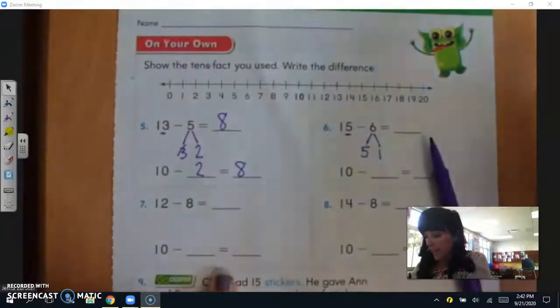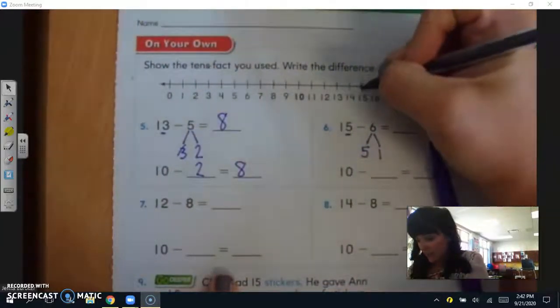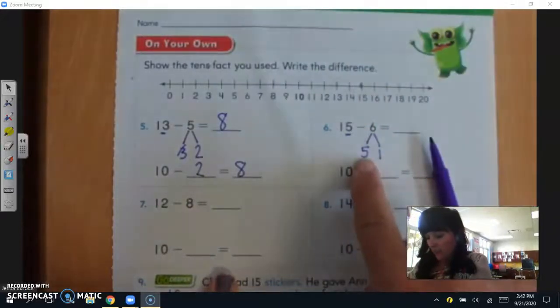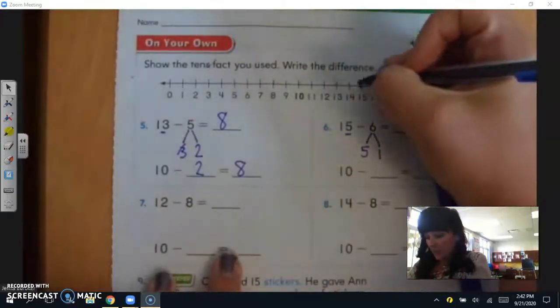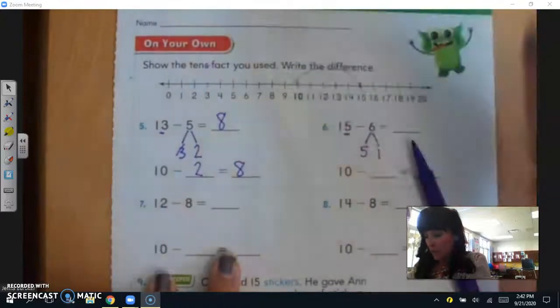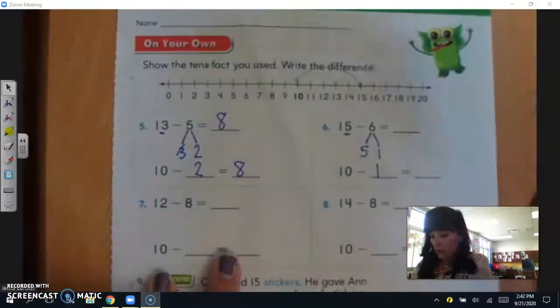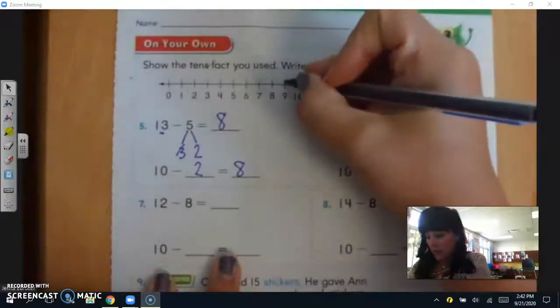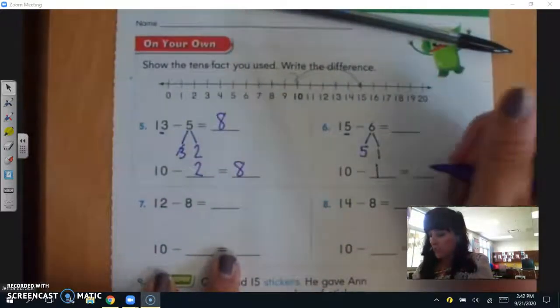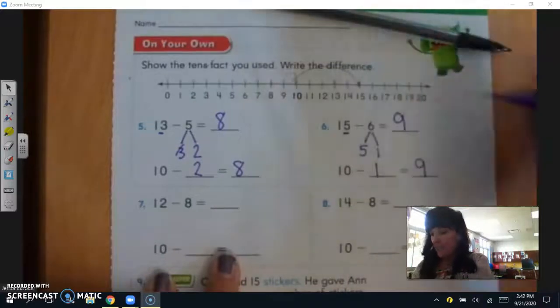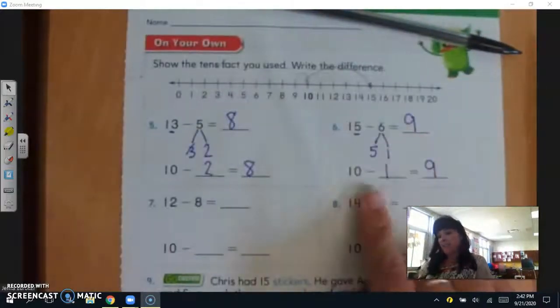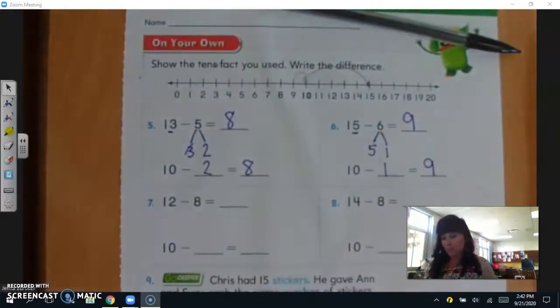And then I'm going to put my dot on 15. So I find 15. I know that if I take away 5, I'm going to get to 10. So I'm going to go all the way there, and then I need to take 1 more away. Well, that should be super easy. 10 minus 1, go back 1 more. My answer is 9. 15 minus 6 equals 9. 10 minus 1 equals 9.